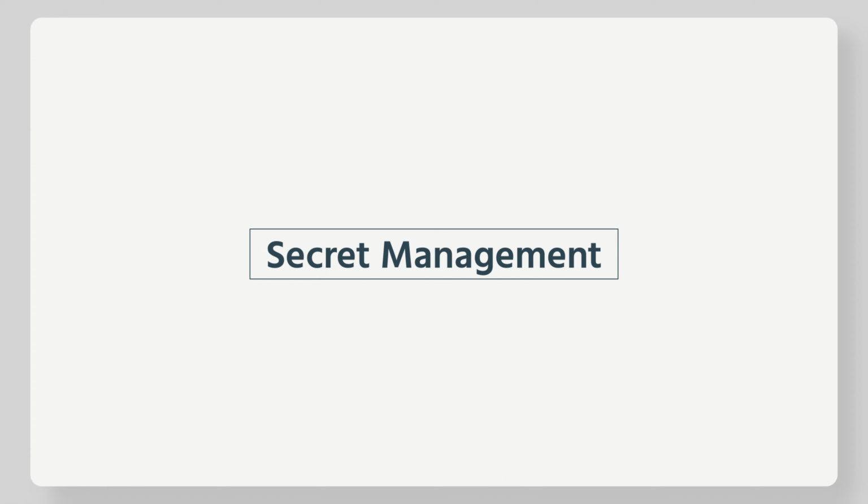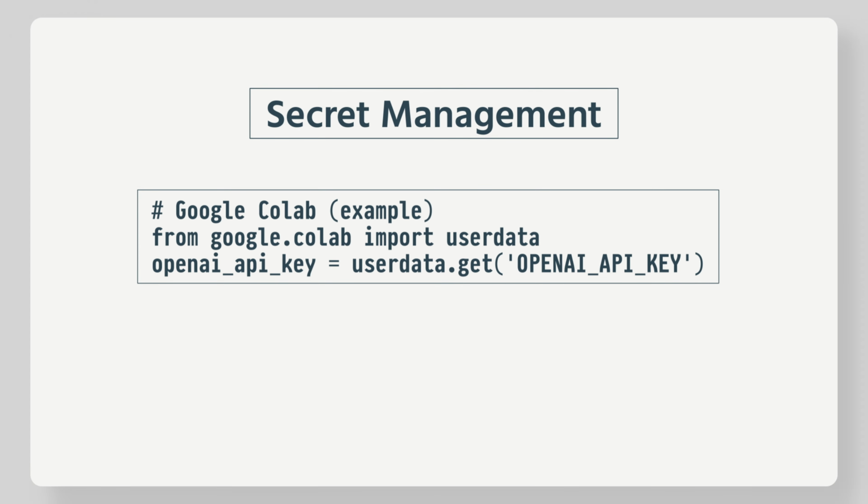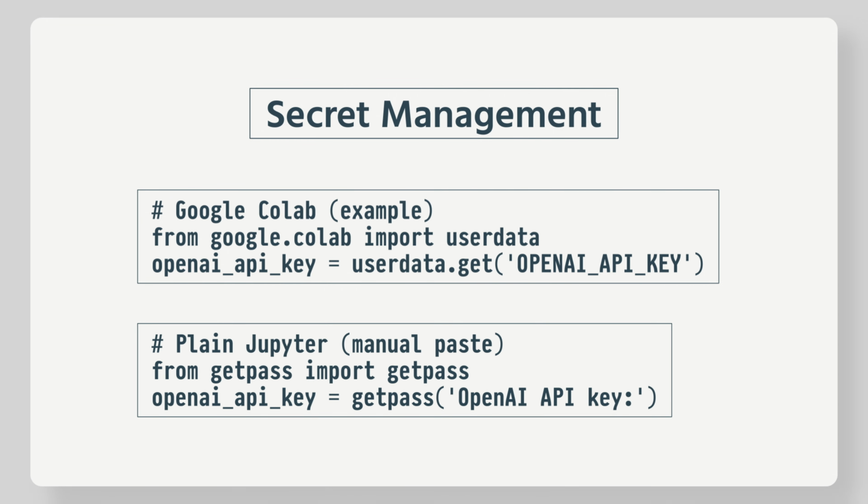Let me start with why this matters. These days, we often call LLMs like OpenAI, so we need to pass API tokens into notebooks. On Google Colab, there's a built-in secrets UI and a simple API to fetch them in code. With plain Jupyter Notebook, the common pattern is to paste secrets at runtime, for example using getpass, which is manual and error-prone.